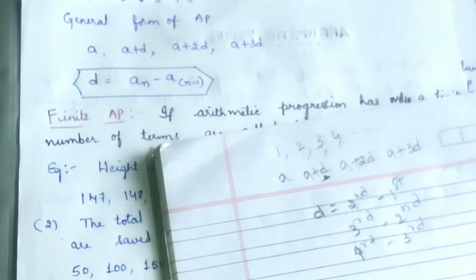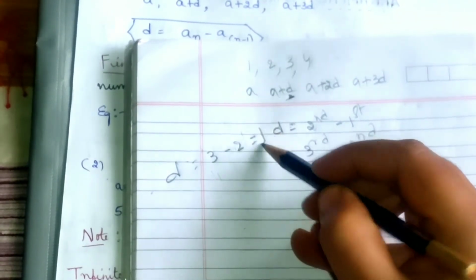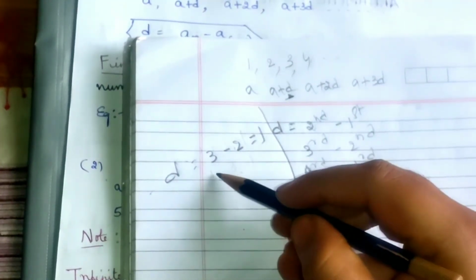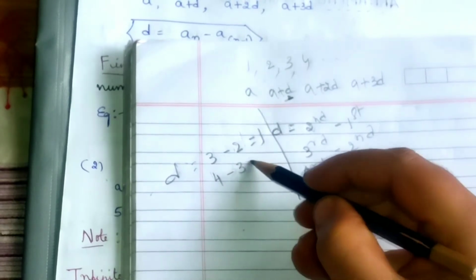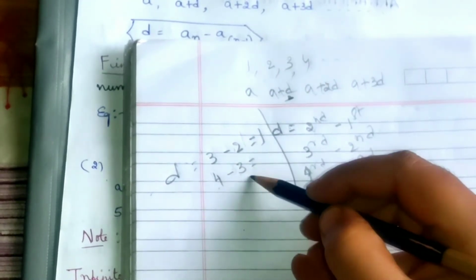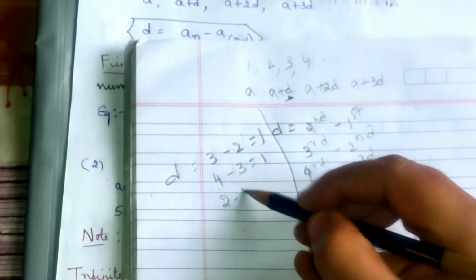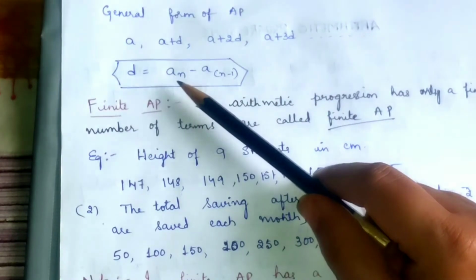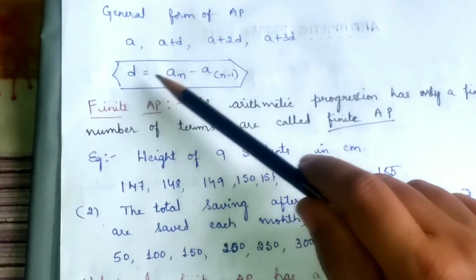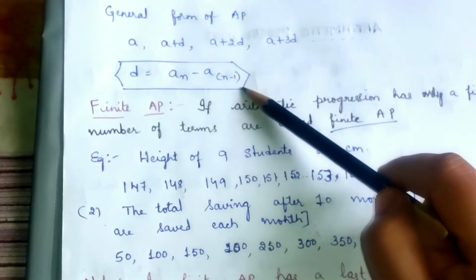and so on. Third term is 3 minus second term, which gives you 1. Again, fourth term, we can take fourth term minus third term. What is 4 minus 3? It is again 1. Second term minus first term is again 1. In general, d is written as a_n minus a_(n-1).